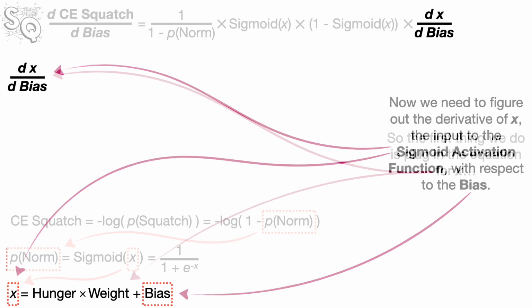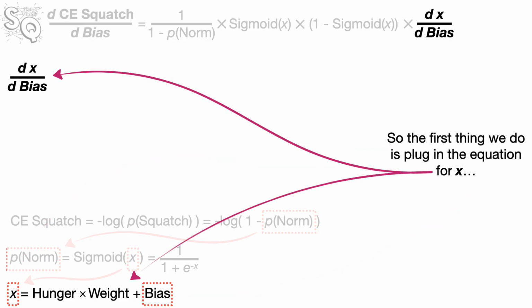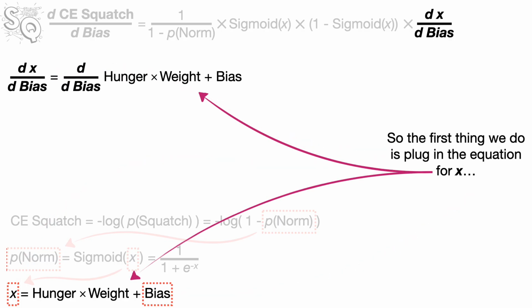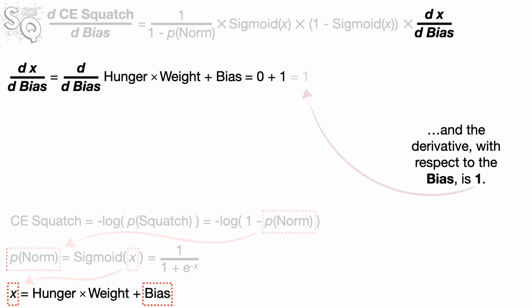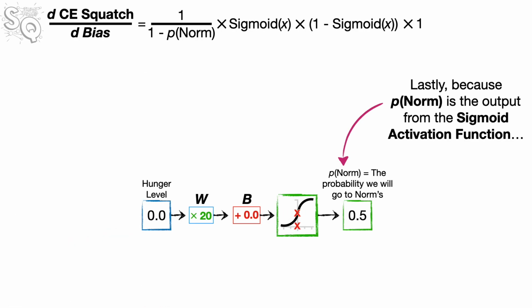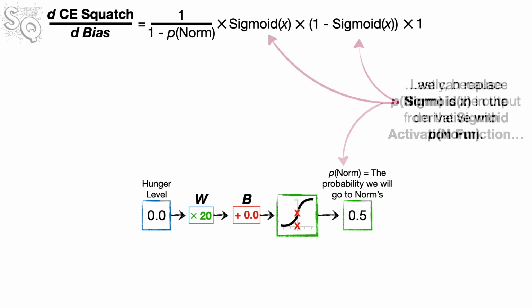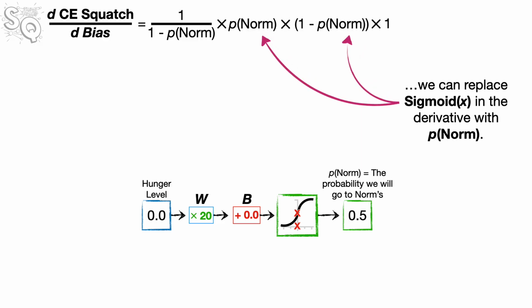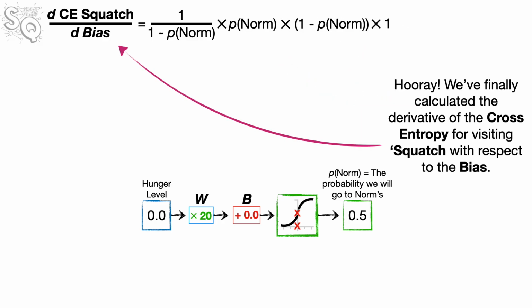Now we need to figure out the derivative of x, the input to the sigmoid activation function, with respect to the bias. So the first thing we do is plug in the equation for x. And the derivative with respect to the bias is 1. So we plug that into the equation. Bam. Lastly, because p-norm is the output from the sigmoid activation function, we can replace sigmoid x in the derivative with p-norm. Hooray! We finally calculated the derivative of the cross entropy for visiting Squatch with respect to the bias.